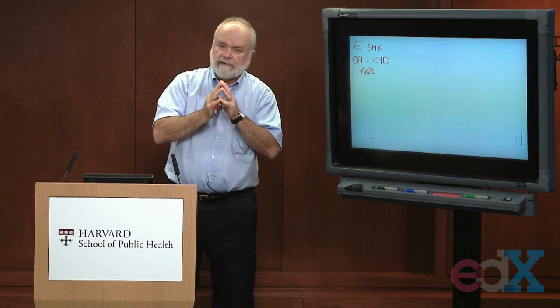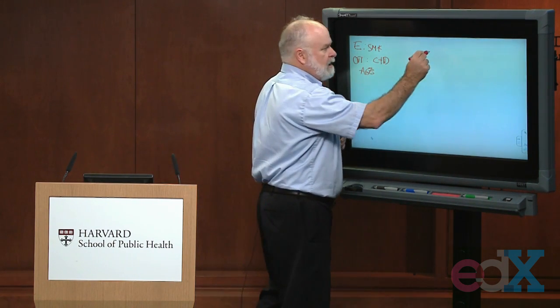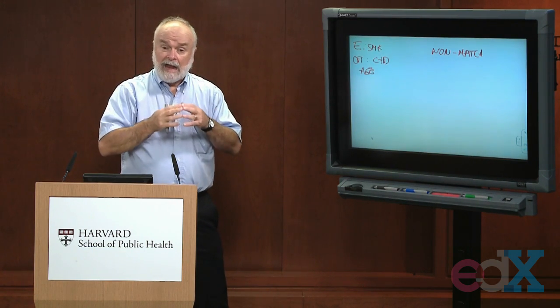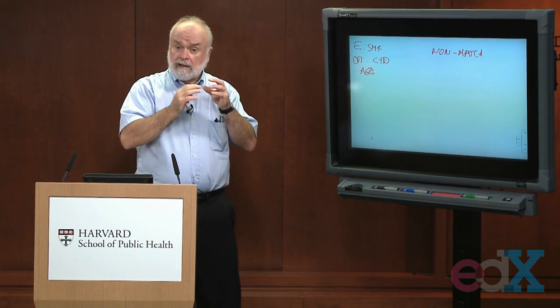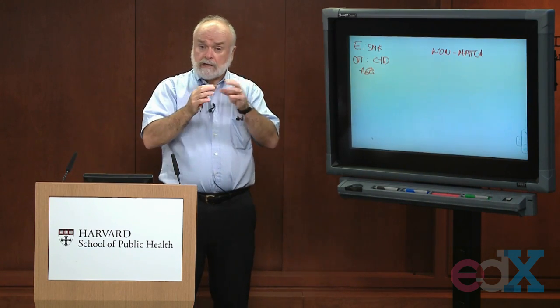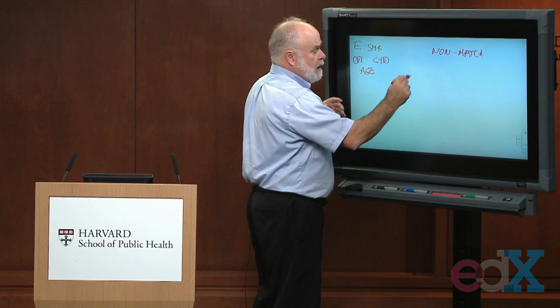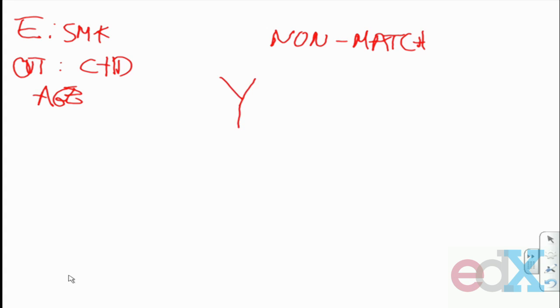So let's suppose I did a non-matched analysis. I just enrolled a bunch of cases and a bunch of controls, measured whether they're smokers or not, also recorded their ages, and in the analysis, I looked at the relationship between smoking and CHD stratifying by age. So I have two strata. I have young people and I have old people.